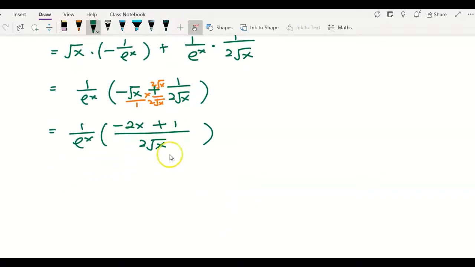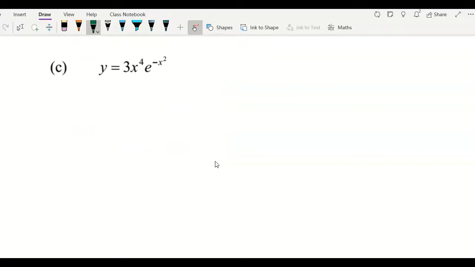So then we'll check, is there any space to simplify? I think this is the final answer. Alright, you can leave this as your answer. Then now we move to the next example.